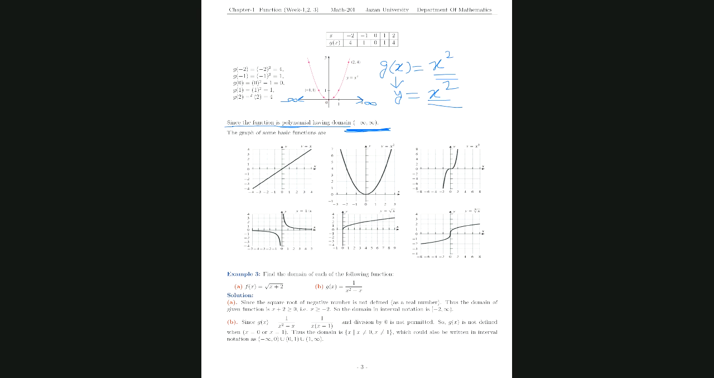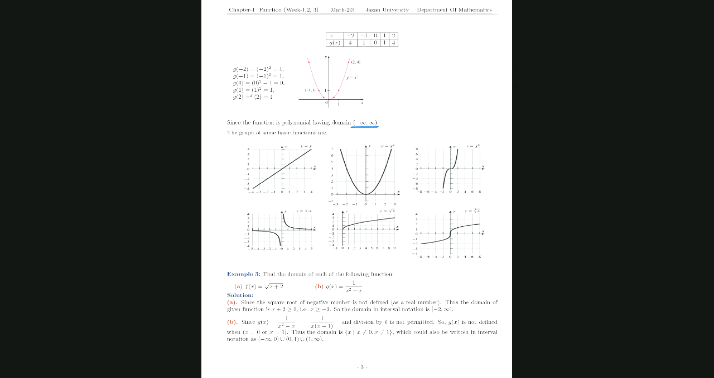Why? Because this graph is going up, going to positive infinity here, and here on the left side going up, this is going to minus infinity. So the domain of the graph is expanded on the x line from minus infinity to plus infinity. This expanded like that, going here and going here. So the domain is minus infinity to plus infinity.